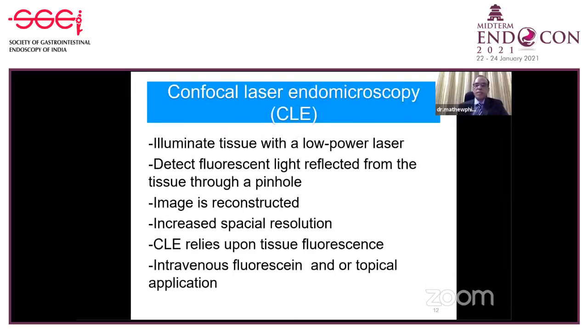Confocal laser endomicroscopy is one of the modalities which was used many times and still is used in certain centers. It illuminates tissue with a low power laser, and it detects fluorescent light reflected from the tissue through a pinhole. The image is reconstructed and it has an increased spatial resolution when compared to endocytoscopy. But as I told you earlier, it relies upon tissue fluorescence, so you require either an intravenous fluorescent injection or topical application.